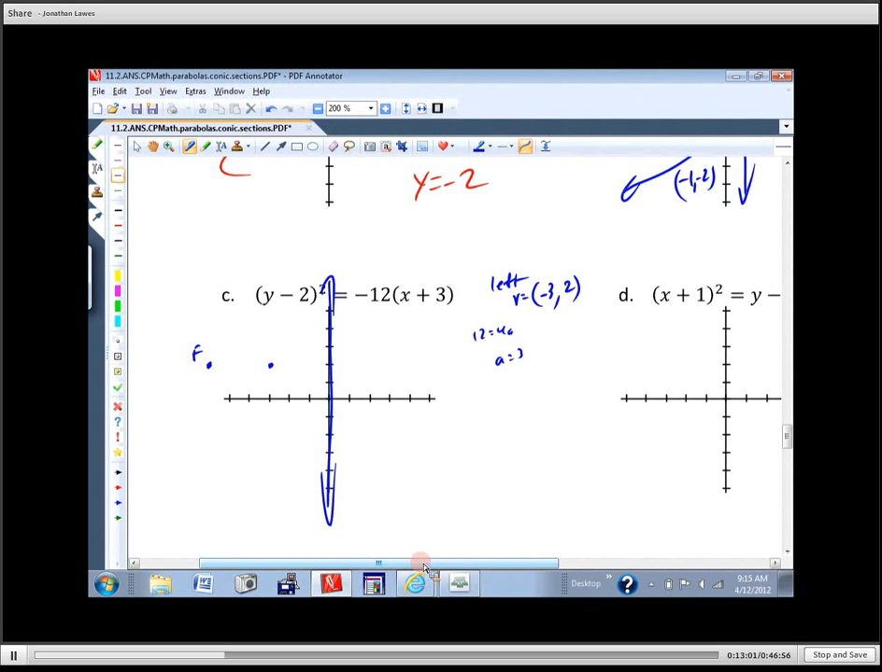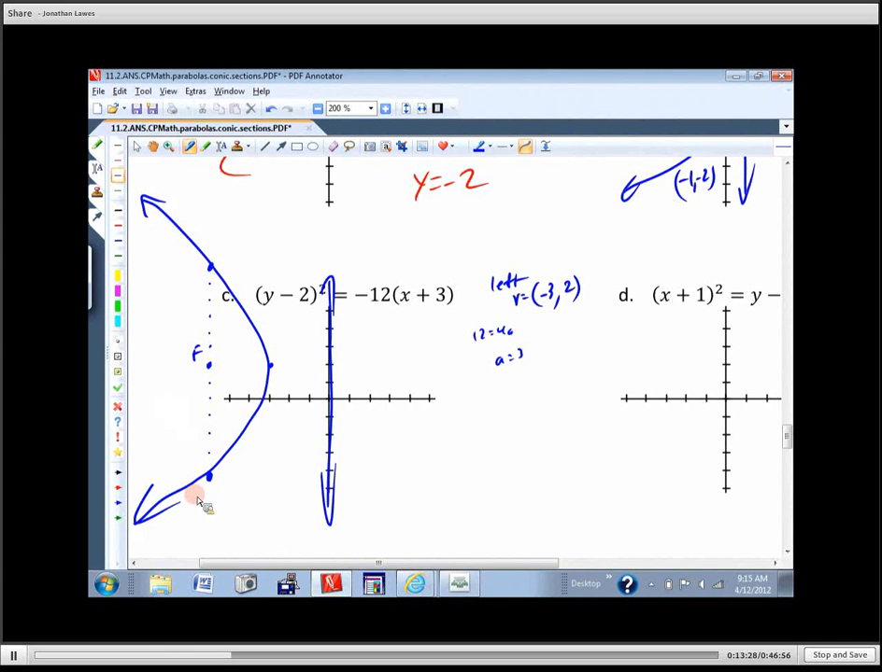How long is the latus rectum? The whole thing is 12, so I go 6 on either side. So I'm going to go 1, 2, 3, 4, 5, 6 right here. 1, 2, 3, 4, 5, 6 right there. And the graph looks something like this. Here's our parabola. Not a very pretty one, but that's the parabola.